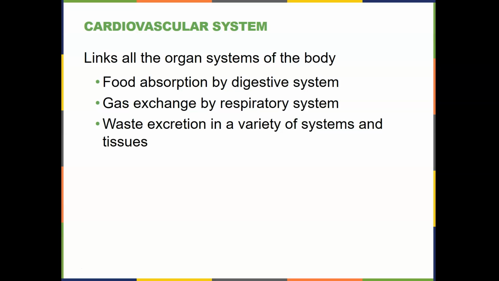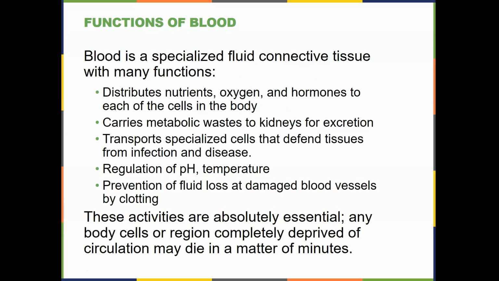Let's first start briefly with what the cardiovascular system does. It links all the organ systems in the body. It helps absorb nutrients from the food in the digestive system. It helps exchange gases like oxygen and CO2 in the respiratory system. It helps us get rid of waste products through the urinary system and the kidneys. The cardiovascular system is basically a big conduit through which nutrients and waste products travel around in the body.